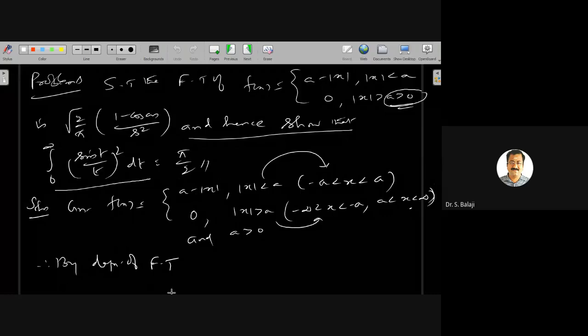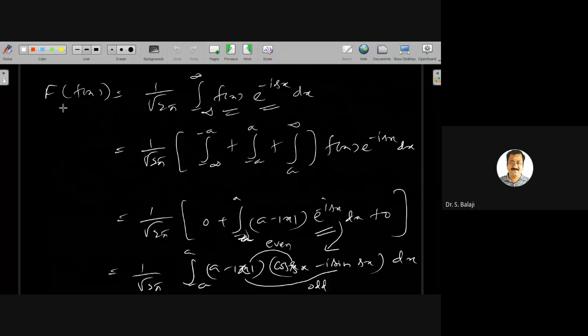Therefore, by the definition of the Fourier transform, we can write that the Fourier transform of f of x is equal to 1 by root of 2 pi times the integral from minus infinity to infinity of f of x e power minus isx dx. You recall the definition once again.